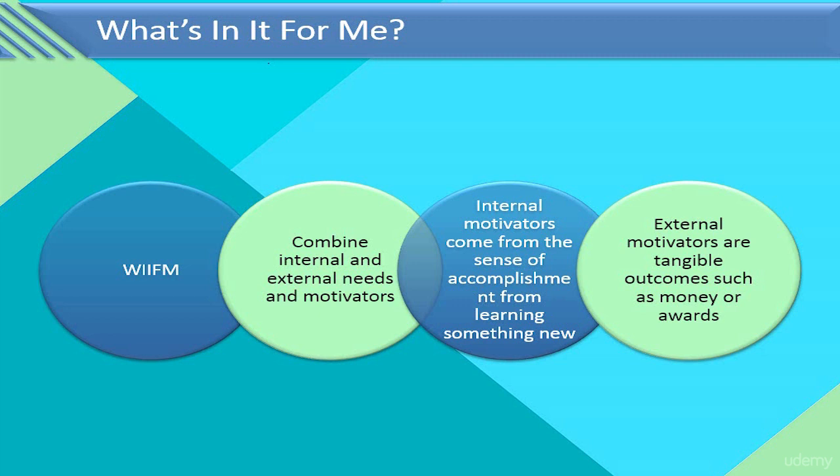Successful trainings are designed with the question, "What's in it for me?" or WIFM in mind. You should combine internal and external needs and motivators. Internal motivators arise from the sense of accomplishment people feel from learning something new. Alternatively, external motivators are associated with tangible outcomes such as money or awards. Creating training courses that satisfy both internal and external needs usually gets the best results and receives good evaluations.